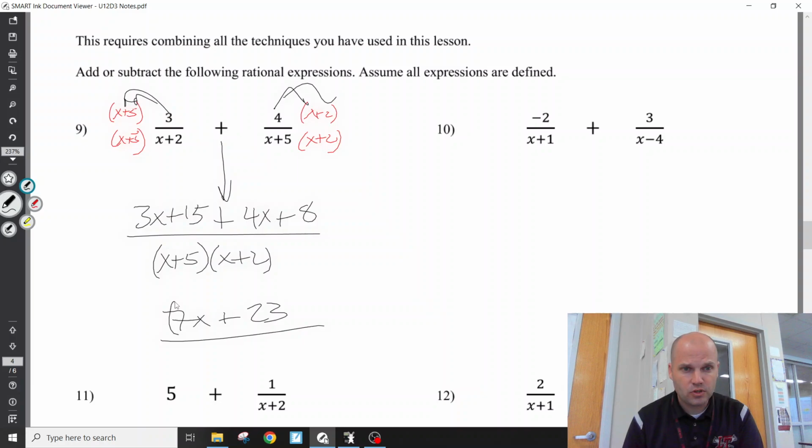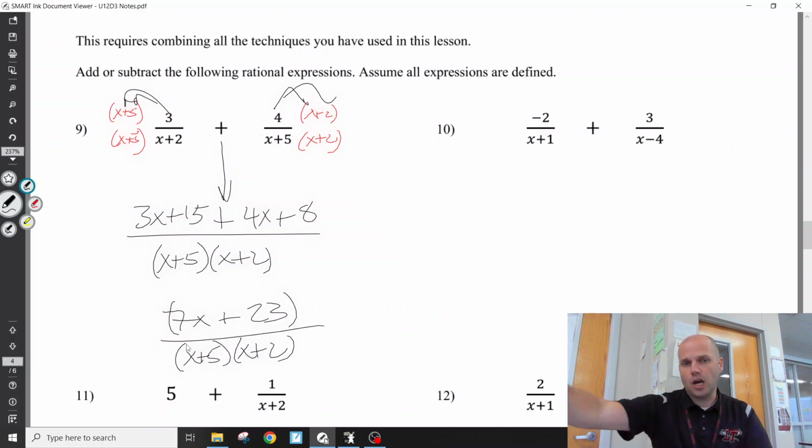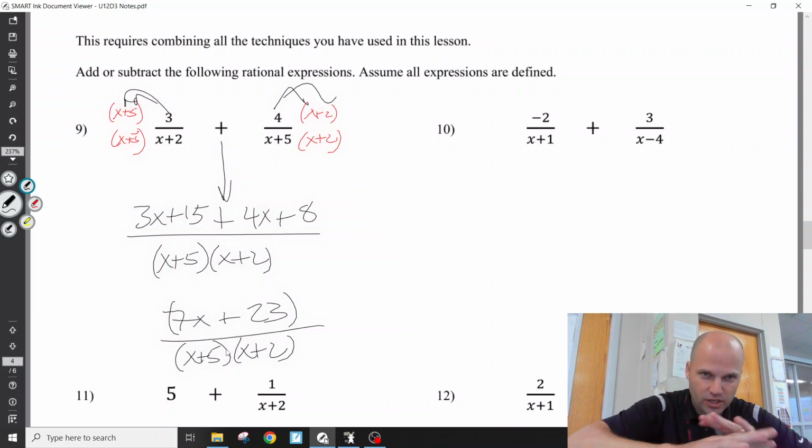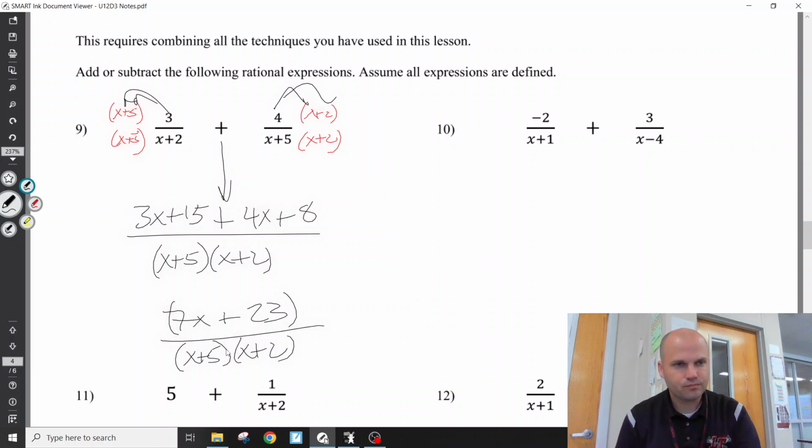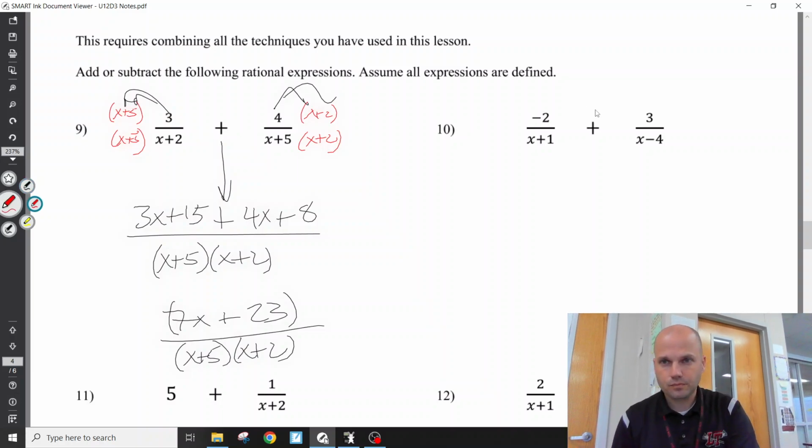This is one term. There's nothing I could pull out of both of those terms, so we're good. x plus 5, x plus 2. Done. Now, probably we would want to worry about when the denominator equals 0, but we're going to say don't worry about it anymore. Okay, cool.